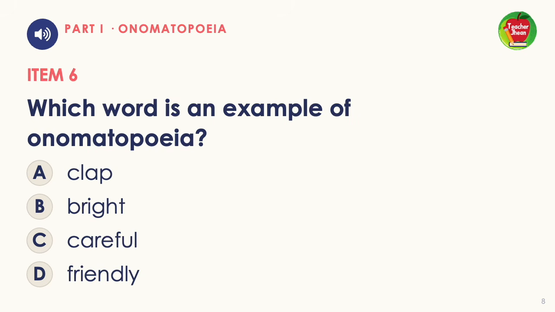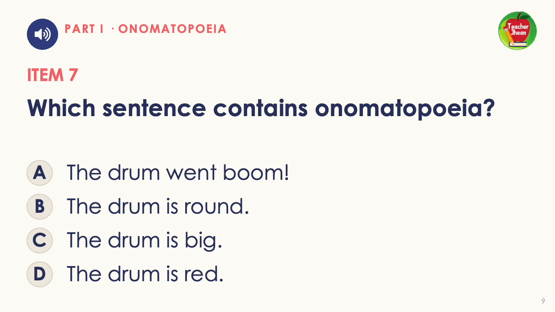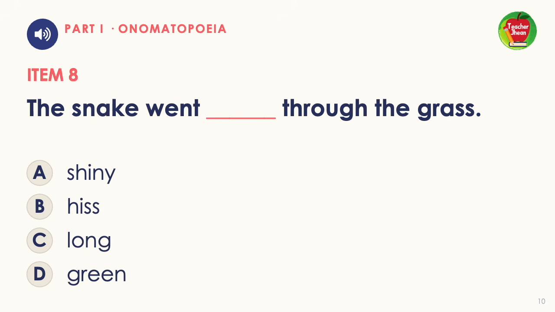Number 6. Which word is an example of onomatopoeia? A. Clap, B. Bright, C. Careful, or D. Friendly? Number 7. Which sentence contains onomatopoeia? A. The drum went boom, B. The drum is round, C. The drum is big, or D. The drum is red?